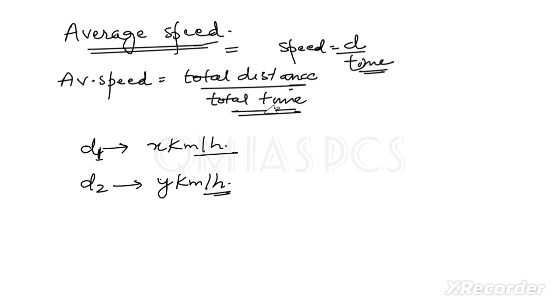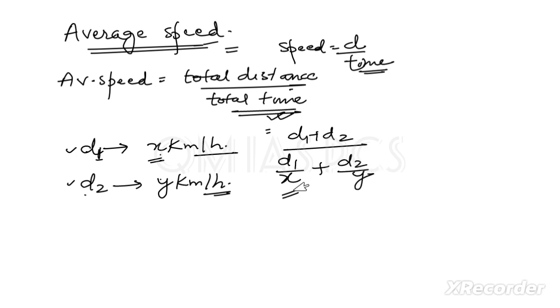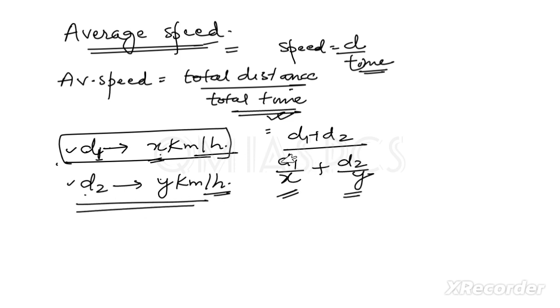Now if you follow this, the total distance is d1 plus d2. And what is the total time? The first time is distance divided by speed, so d1 by x, plus the second time, d2 by y. For this speed and this distance, it will be this time, and for that speed and that distance, it will be that time, so we have to add both. Then we get the total time, and when you divide the total distance by the total time, we get the average speed.